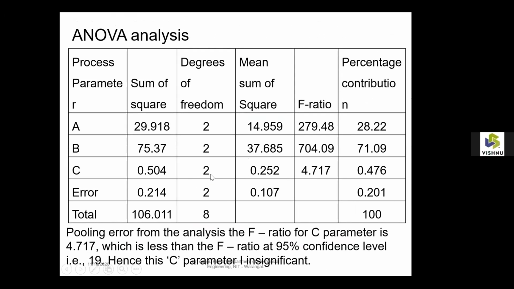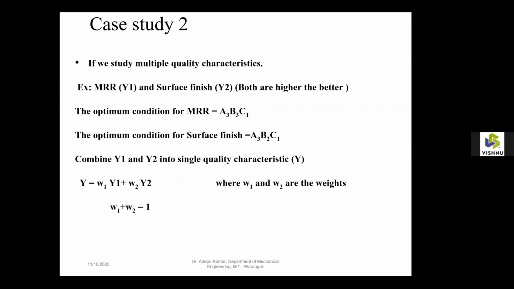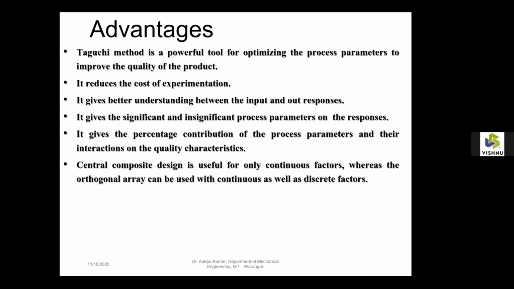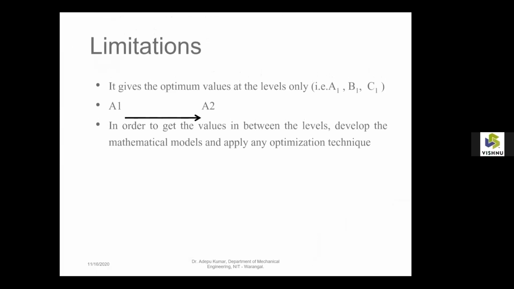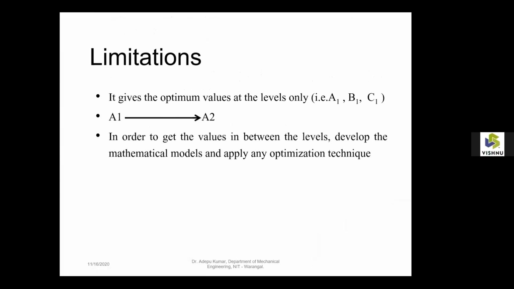Suppose instead of C, that is pulse on time, I keep it constant at 7 or 8 or 9, then I add powder concentration here, so that I can use the same orthogonal array for other parameters included also. So with this, what are the advantages? You should know many advantages. What are the limitations? Advantages we have already gone through, and then what are the limitations of the Taguchi design process?